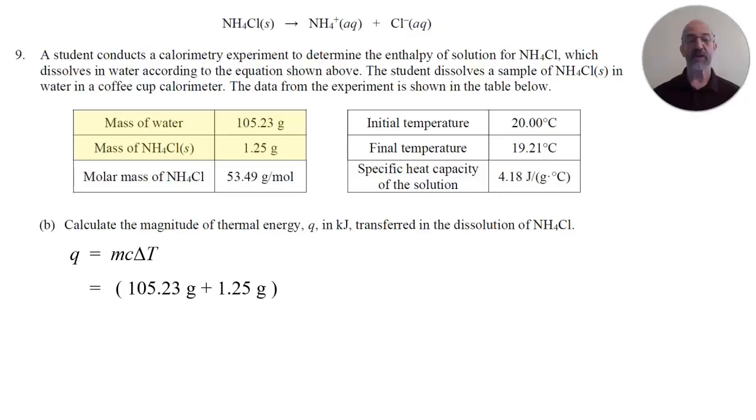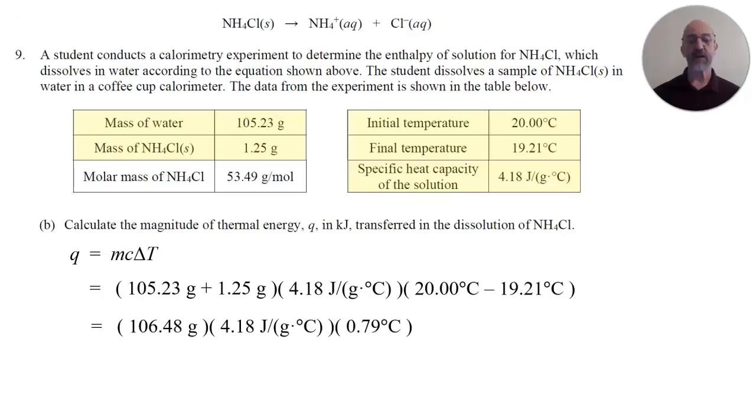Now for the C, or the specific heat capacity, it says that the specific heat capacity of the solution is 4.18 joules per gram degree Celsius. And what about that delta T? I will just focus on the absolute value of the change in temperature. So I'm not going to do T final minus T initial. I'm not worried about positive or negative signs. I'm only focusing on the magnitude of the temperature change. So 20.00 minus 19.21, that gives me a difference of 0.79 degrees Celsius for my delta T.